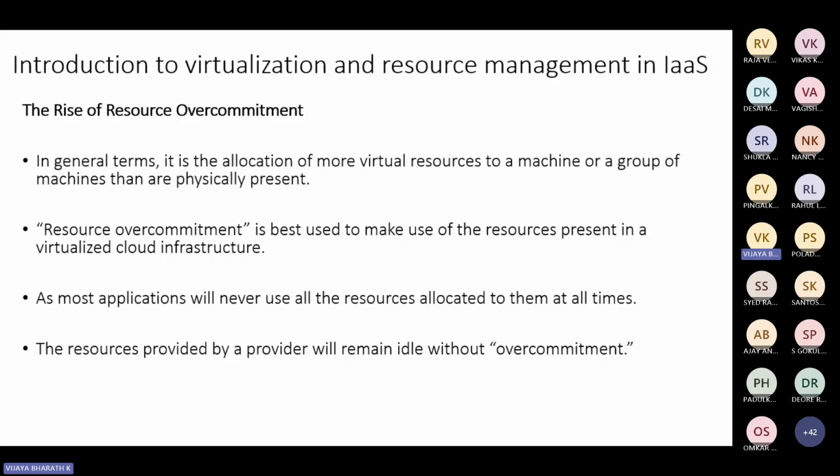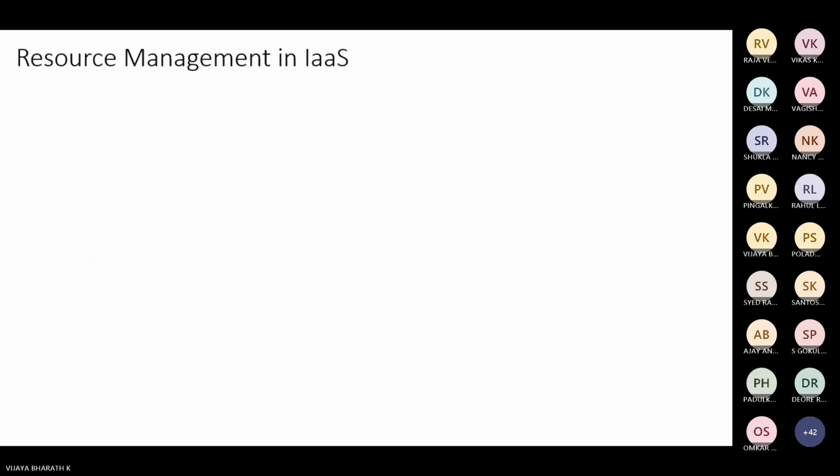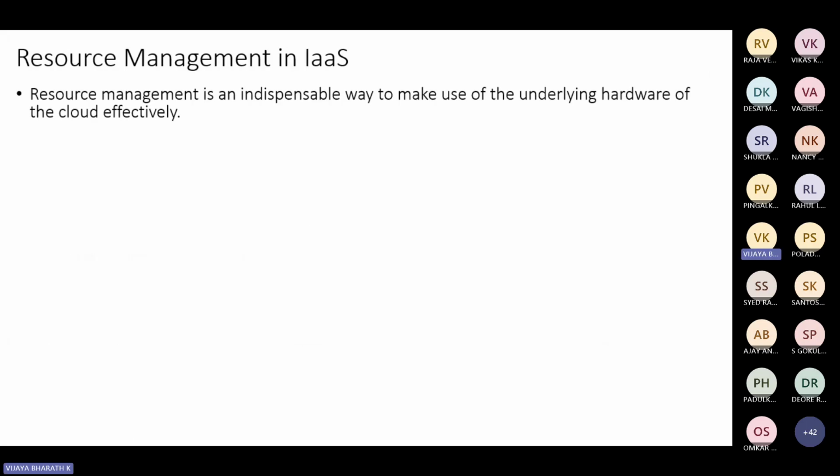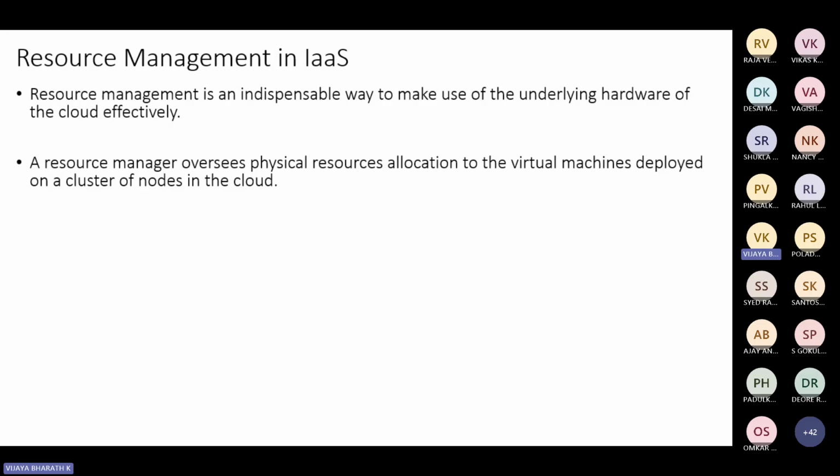So if you run a server, only a few applications will be running at a given point of time. What happens to those unallocated or unused resources? The resources provided by the provider will remain idle without overcommitment. So resource management is an indispensable way to make effective use of the underlying hardware of the cloud.